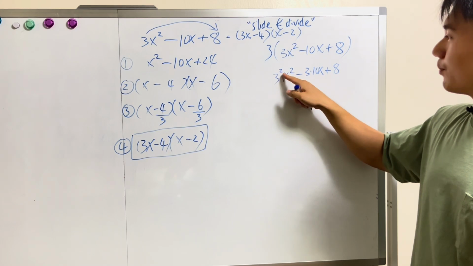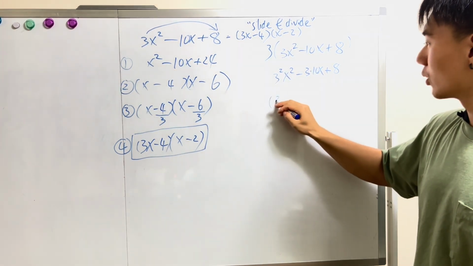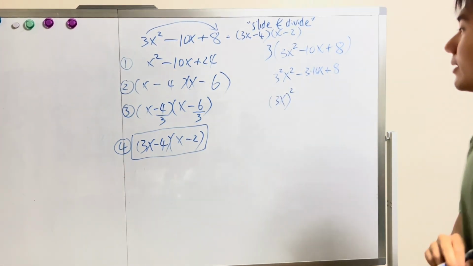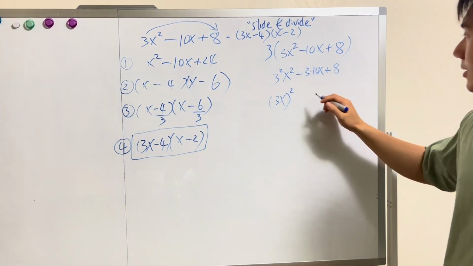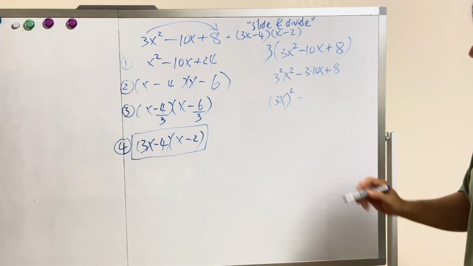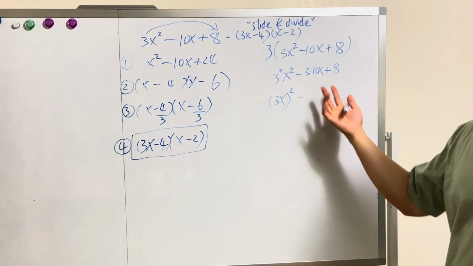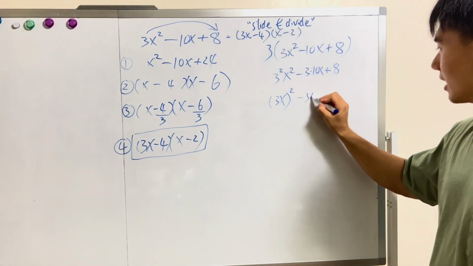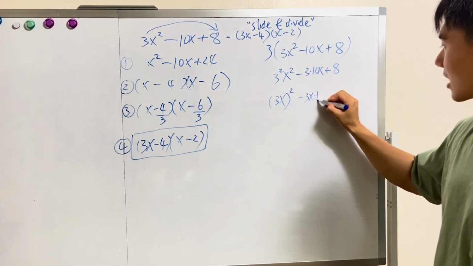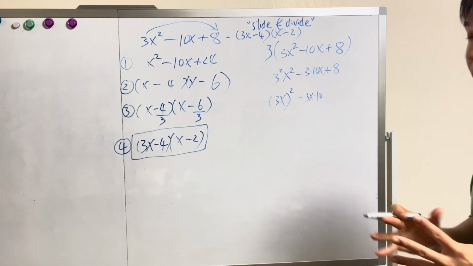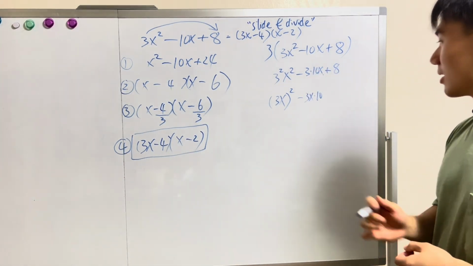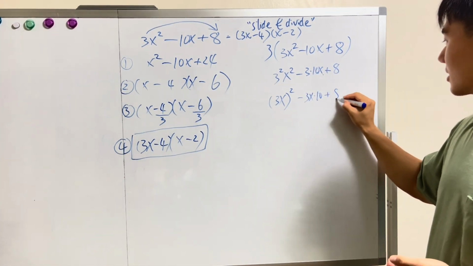Now 3x squared times x squared, I can rewrite that as 3x squared. And minus, now I'm going to change the order here. I'm going to do 3x and then times 10. This is 3 times 10 times x. Multiplication is commutative, so I can change the order around, it's okay. And then plus 8.